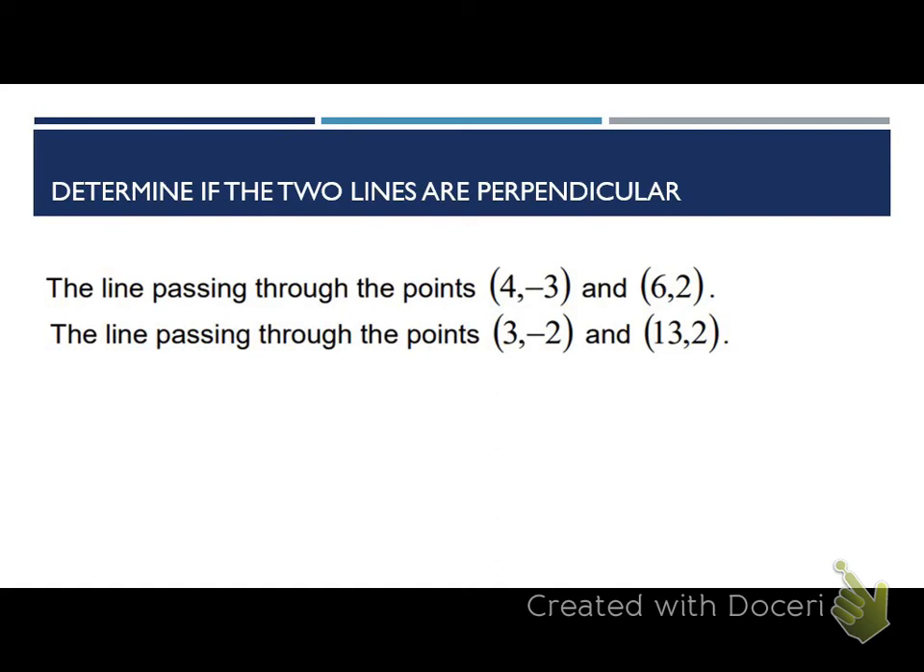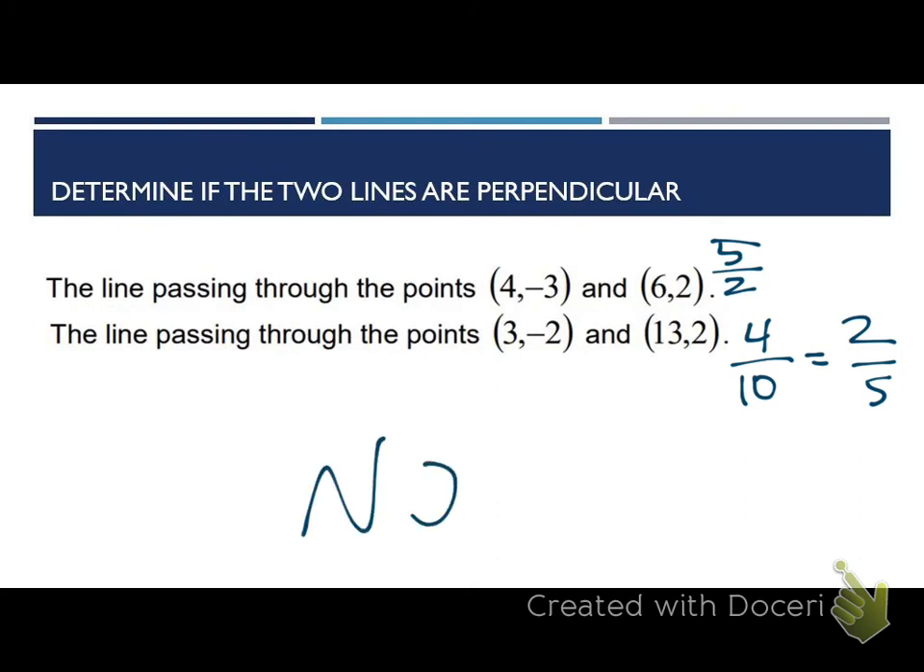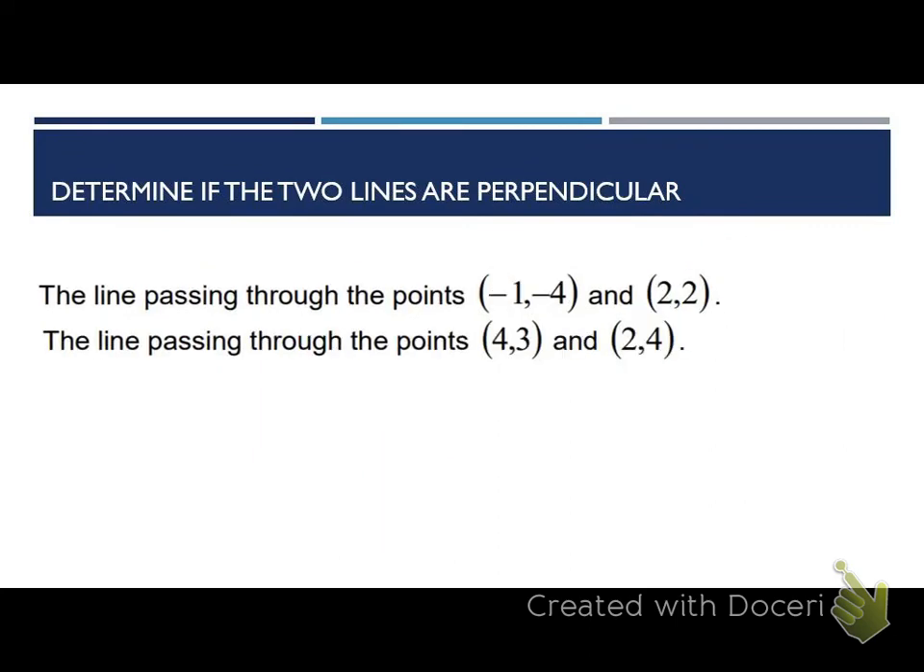So what do we get for the first slope? 5/2. The second slope, you get 4/10, but you need to reduce that. That's 2/5, not just 4/10. And they should both be positive. So are they perpendicular? That's a no. Determine if the two lines are perpendicular.